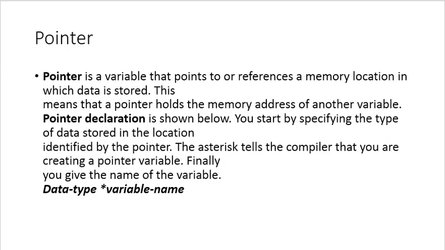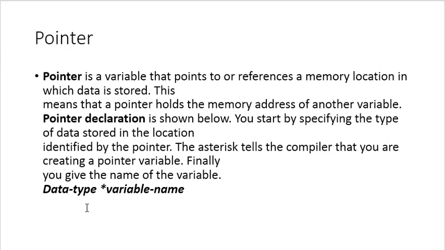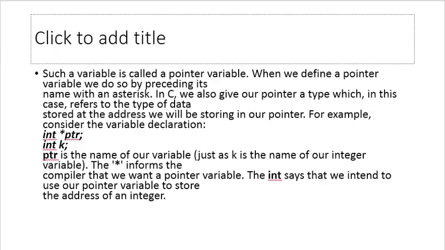So the pointer declaration is shown below. You start by specifying the type of data stored in the location. First you will mention the data type, then the asterisk, and then the name of the pointer. The asterisk tells the compiler that you are creating a pointer variable. When you write the asterisk sign, the compiler will automatically know that this is a pointer. Finally you give the name of the variable, and it depends on you which name you give to your pointer. So three things: first the data type, then the asterisk, and then the name of the pointer.